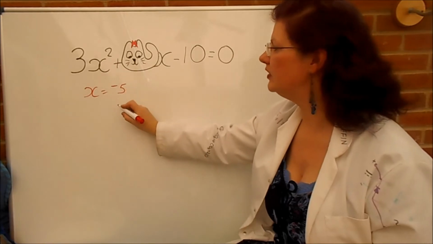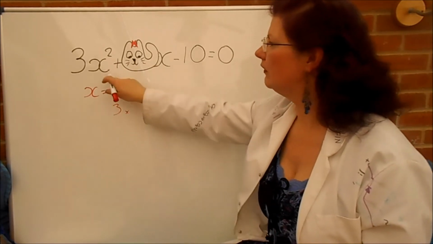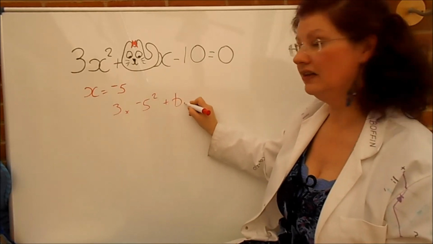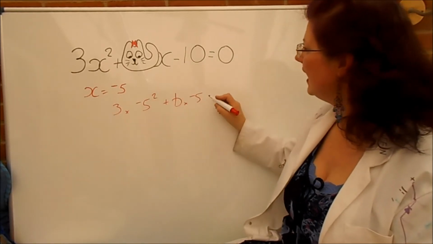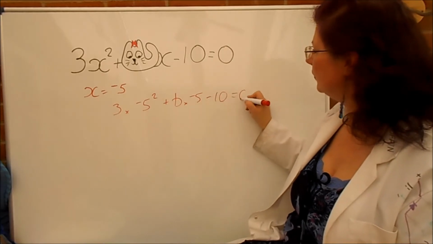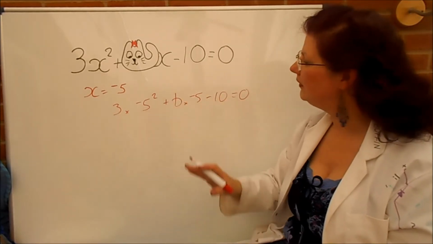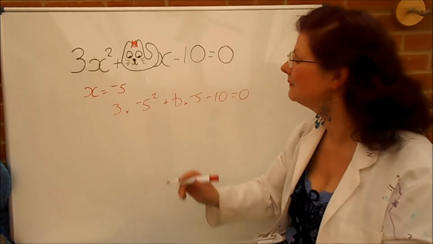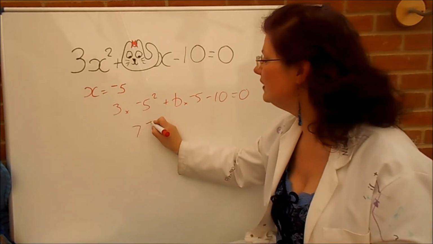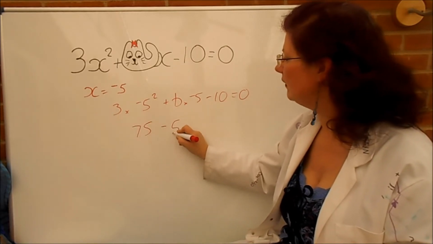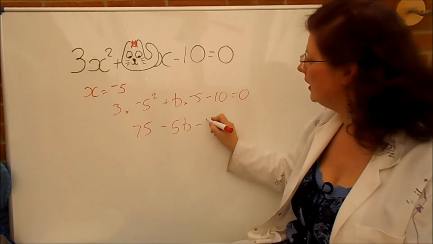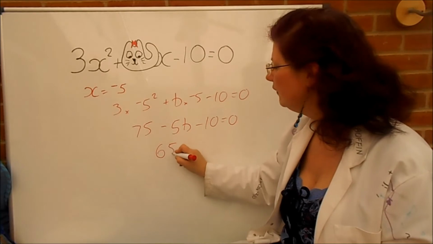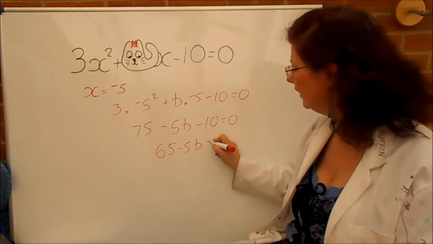So writing it out and substituting in, we've got 3 lots of, and instead of x squared, I'm going to put -5 squared, plus b lots of -5, that's for my x, minus 10 equals 0. Okay, simplifying all down here, -5 squared, please, is +25, yes? So 3 lots of 25, that is 75, minus 5b, minus 10 equals 0. Getting all this lot together, we have 65 minus 5b equals 0.